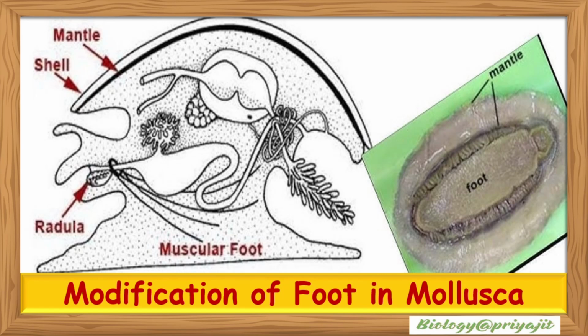Welcome my dear students. In this class we will focus on the types and development of the foot in Mollusca, a distinctive muscular structure adapted for locomotion, burrowing, attachment and swimming. We will understand how the molluscan foot originates from the ventral body wall and undergoes modifications in different classes to suit diverse modes of life in a simple and exam-friendly manner for both undergraduate and postgraduate zoology students.